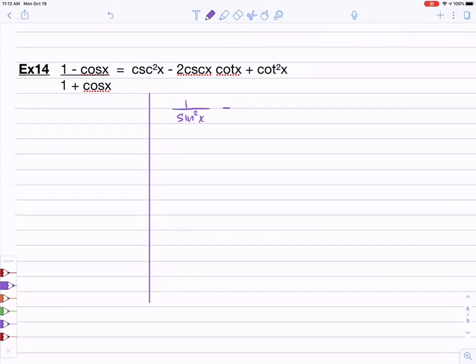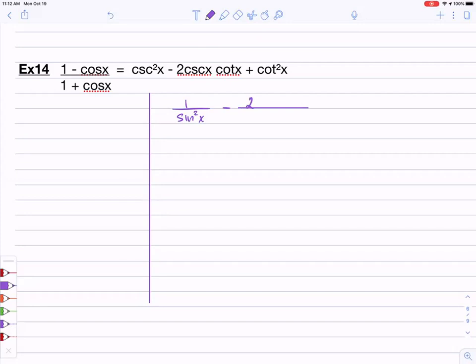Okay, now notice that I've got three terms. So let's look at the middle term. The middle term is negative. That 2, by the way, we're going to have a fraction, right? Because we know that cosecants and cotangents turn into fractions. The 2, I'm just going to go ahead and put it on the top.